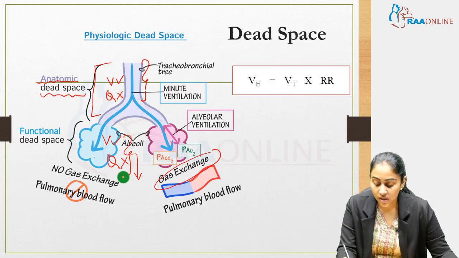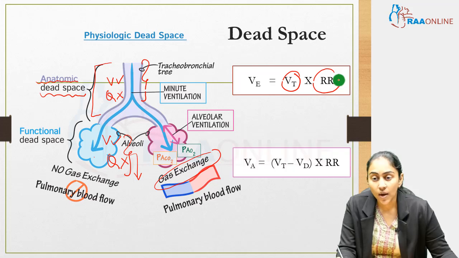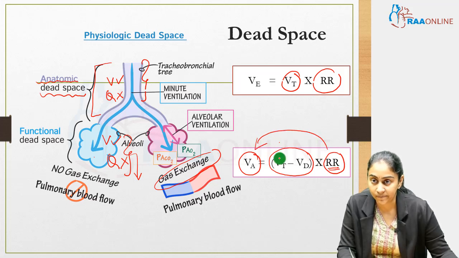Now, the tidal volume into the respiratory rate gives the minute ventilation. Now, the alveolar ventilation is calculated by multiplying the respiratory rate not with the tidal volume but with the difference of tidal volume and the dead space, because the dead space is not participating in gas exchange. Therefore, alveolar minute ventilation is calculated by the difference between the tidal volume and the dead space, and that when multiplied by the respiratory rate gives rise to the alveolar minute ventilation.